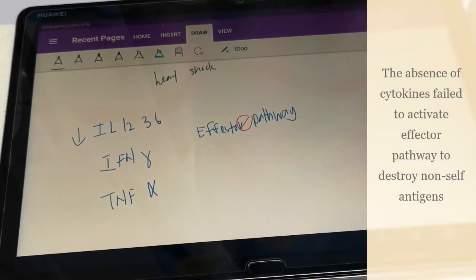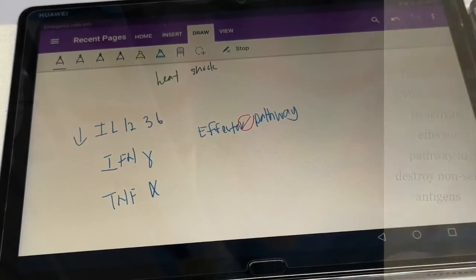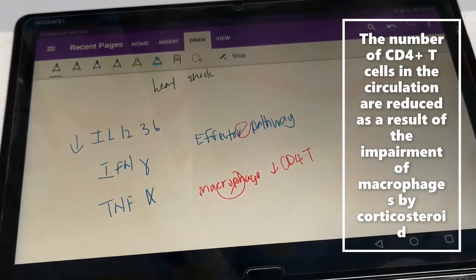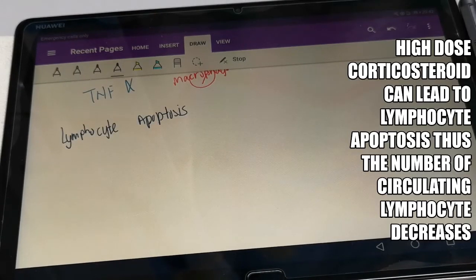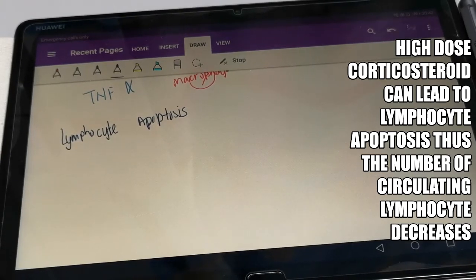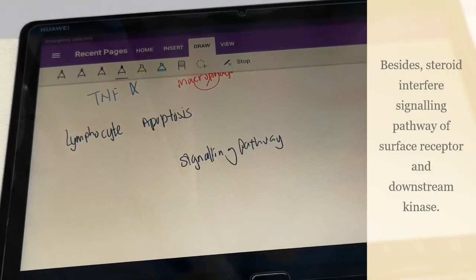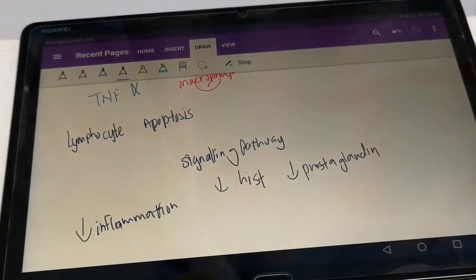The absence of cytokines fails to activate the effector pathway to destroy non-self antigen. The number of CD4 plus T cells in the circulation is reduced as a result of the impairment of macrophages by corticosteroid. A high dose of corticosteroid can lead to lymphocyte apoptosis, thus the number of circulating lymphocytes decreases. Besides, corticosteroid interferes with the signaling pathway of surface receptors and downstream kinase.